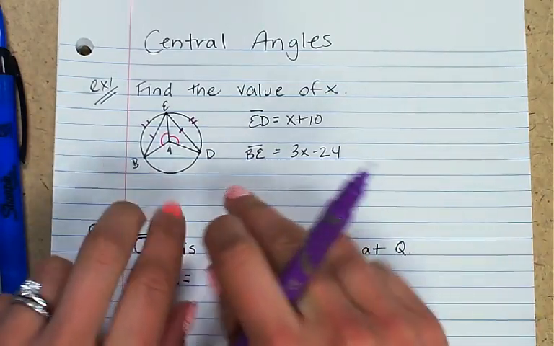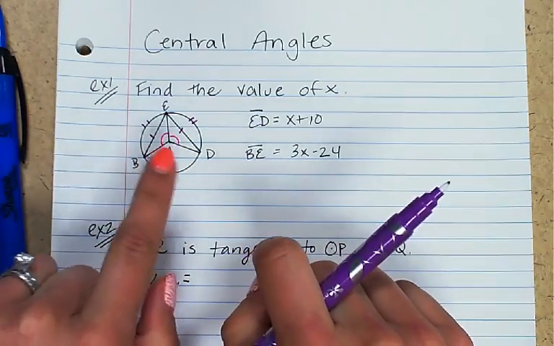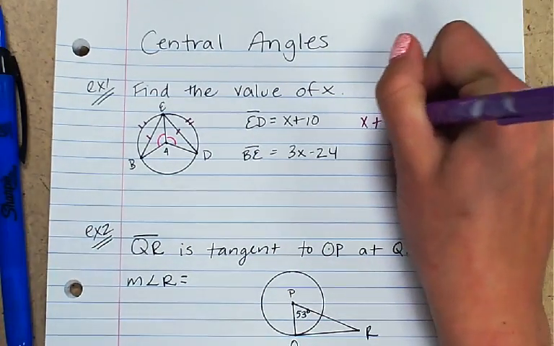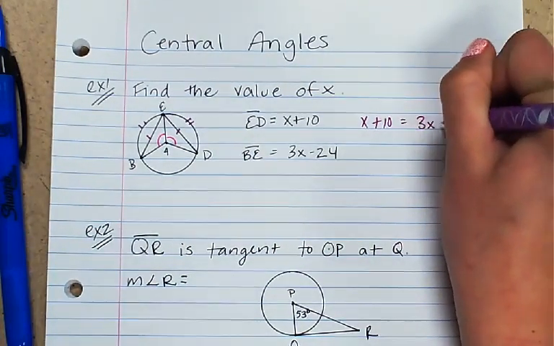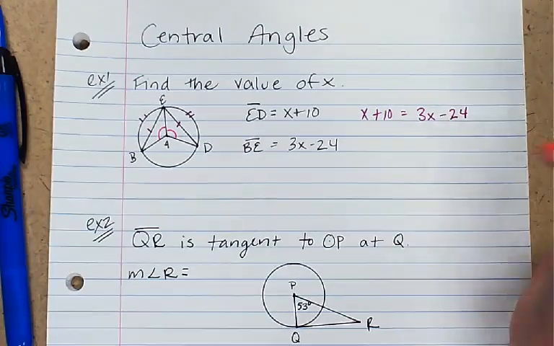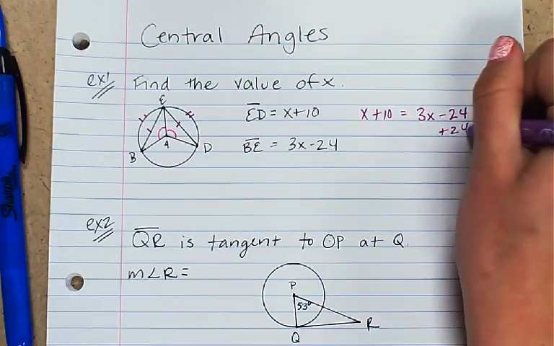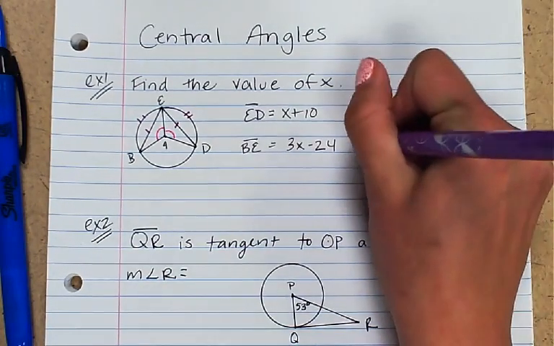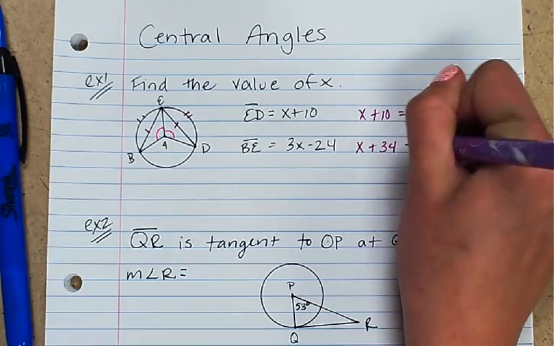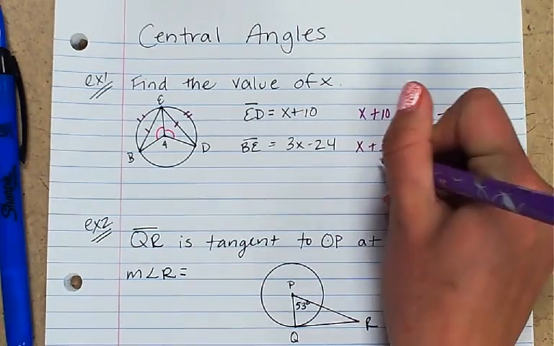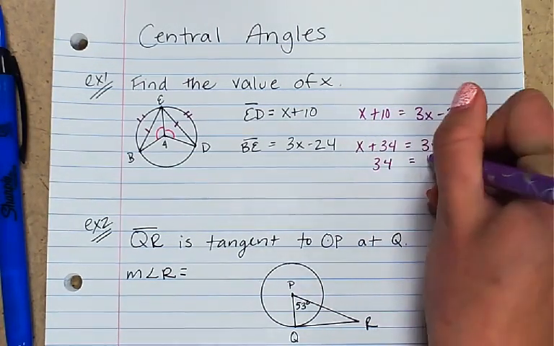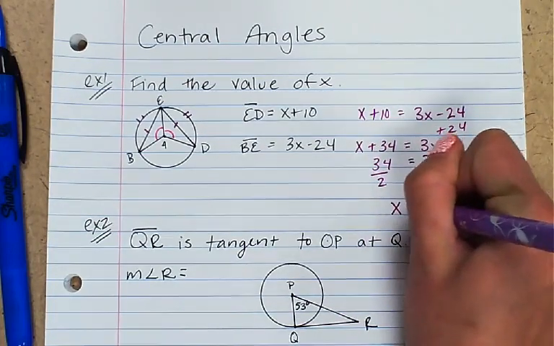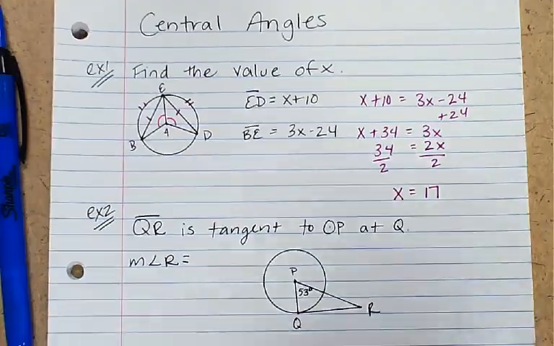So because I know that EB has to equal ED, we can just set these equal to each other and solve. So I'm going to add 24. And then I'm going to subtract x from both sides, and then divide by 2. So x would have to be 17.